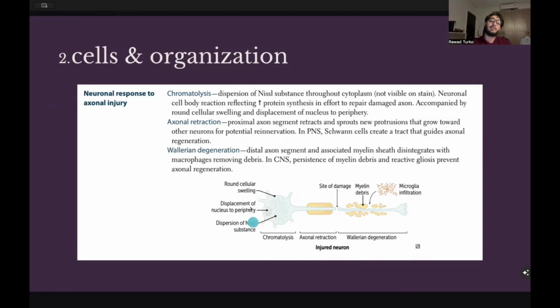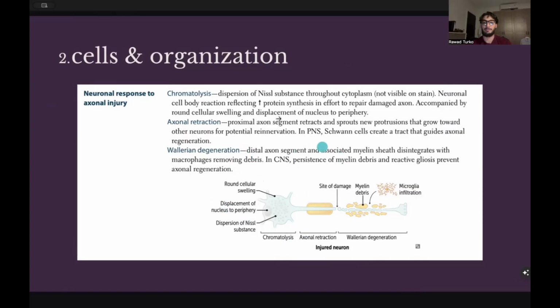All right. Now, in the cell body itself, in the soma, you're going to have this process called chromatolysis. So you're going to see a couple different things. The dispersion of the Nissl substance, basically just because your Nissl substance, which is made up of your rough endoplasmic reticulum and ribosomes, is preparing to form more proteins so that you can have this response to injury. Okay. And then you're going to have displacement of the nucleus to the periphery, and you're going to have cellular swelling. Okay.